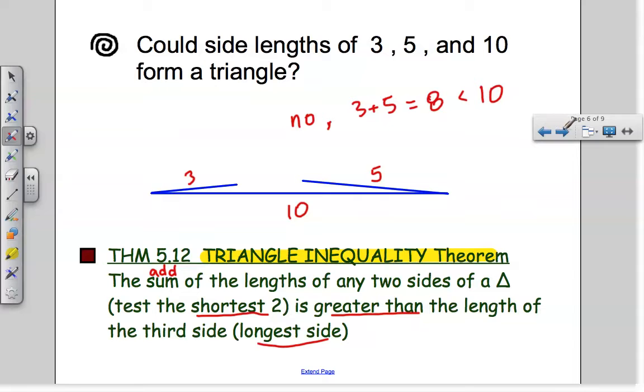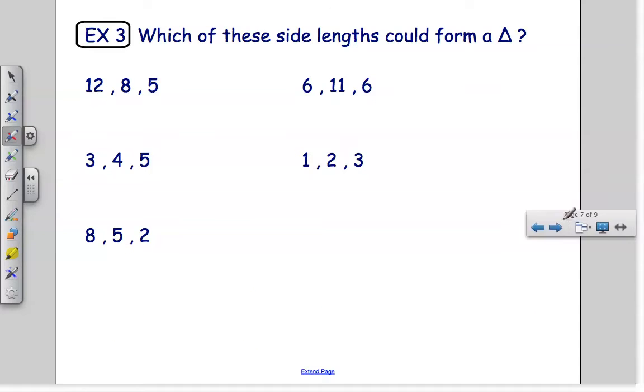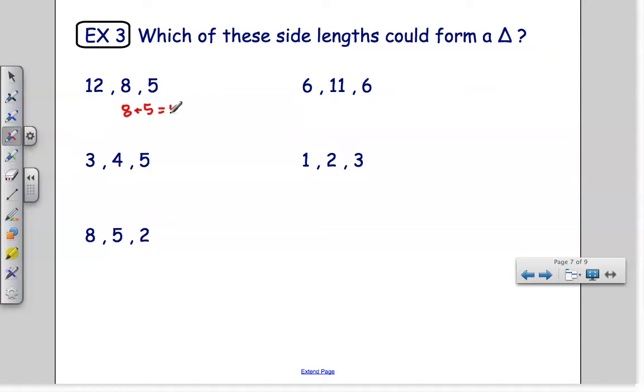So let's practice using the triangle inequality theorem. Which of these side lengths could form a triangle? Let's say I have side lengths of 12, 8, and 5. I say, well, 12 is the longest side, right? So the question is, would 8 and 5 be able to form a triangle with that longest side length of 12? Well, 8 plus 5 is 13. So if that's more than that side, yes, we will be able to form that triangle because that'll be greater than that longest side of 12. So yes, these will form a triangle. I tested by adding the shorter two sides to make sure it exceeded the length of that longest side, and it did.